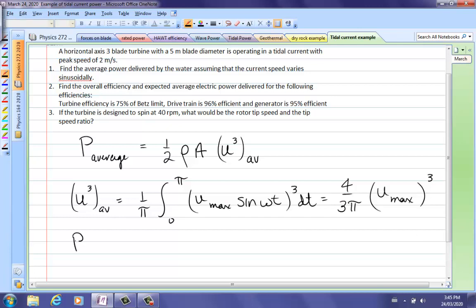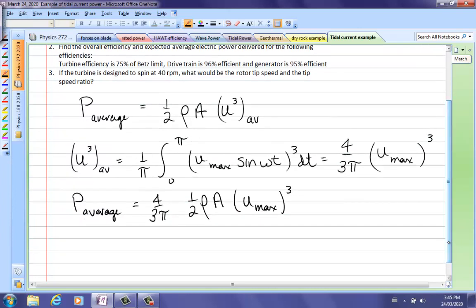So let's do the first question, number 1, the average. You'll remember this is similar to the RMS values that you have for voltage and current when they're varying sinusoidally, but this is just a little bit different. Okay, so we put the 4/(3 pi) out front, and then we have the usual 1/2 rho A, and now we can use u max cubed, where u max is the value that they give there, 2 meters per second.